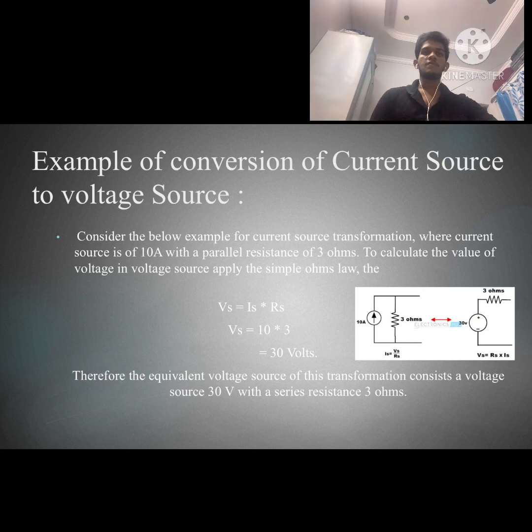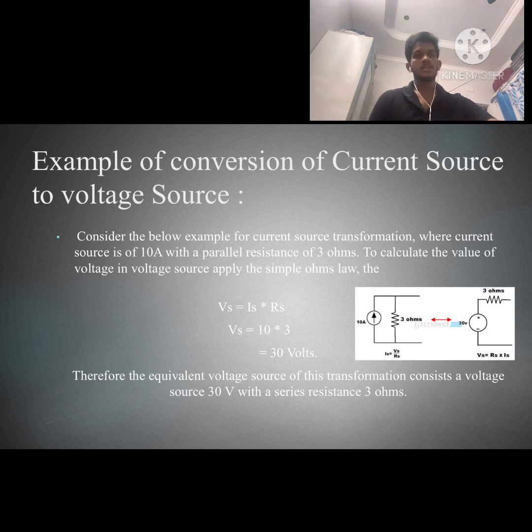Consider the below example for current source transformation, where the current source is 10A with a parallel resistor of 3 ohms. To calculate the value of voltage in the voltage source, apply the simple Ohm's law, V equal to I R. Just substitute here.